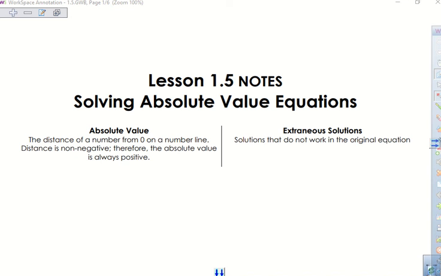Alright, so today we're going to be talking about solving absolute value equations. So let's talk about what an absolute value is. An absolute value is one's distance from zero, okay? So just to explain what I mean by that, okay?